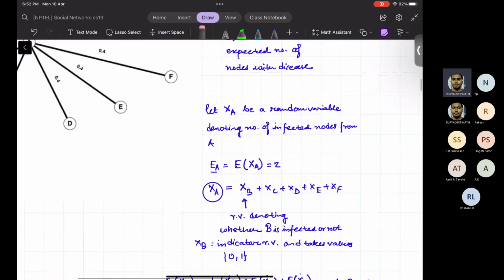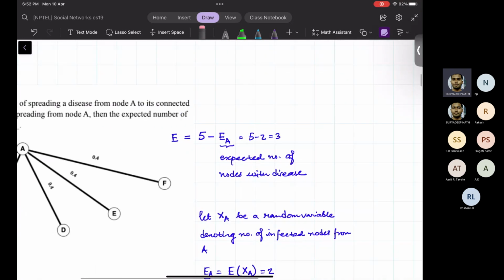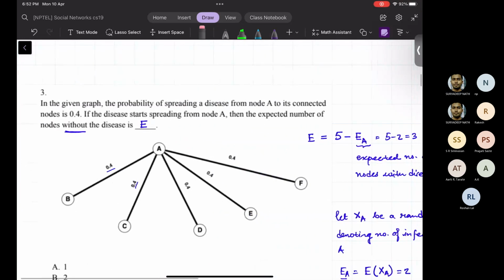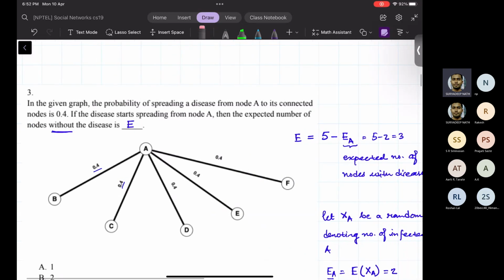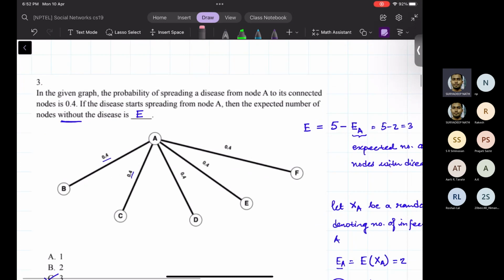Therefore EA is 2, and E, which is the variable that we want to solve for in the question, would be 5 minus EA, which is 5 minus 2, equal to 3.